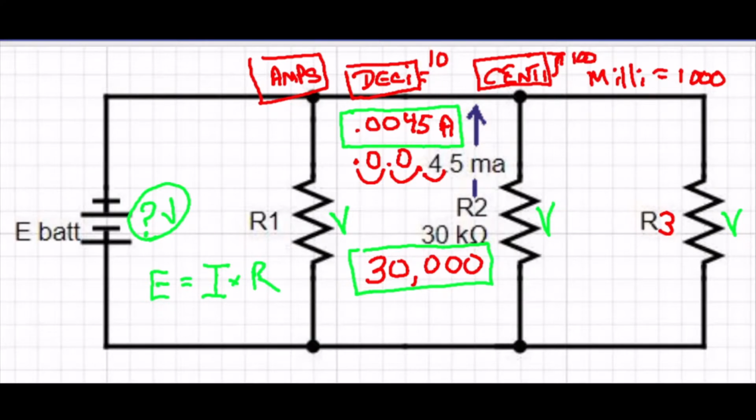So here we go. We're going to solve for E. E equals I times R. I'm going to do it up here where I have a little bit more room. E equals I. Well, we know what I is. I is this 0.0045, and we're going to multiply that by the ohms. And that is going to be 30,000.